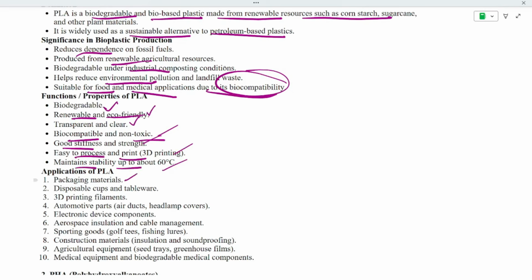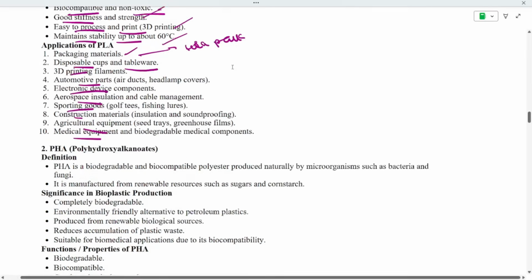Applications: packaging material. When they use Tetra Pak and all, in order to store it for a long time, they will use this PLA. Also disposable cups and tableware, 3D printing, automotive parts and electronic device components, aerospace, sporting goods, construction materials, agricultural equipment and medical equipment.